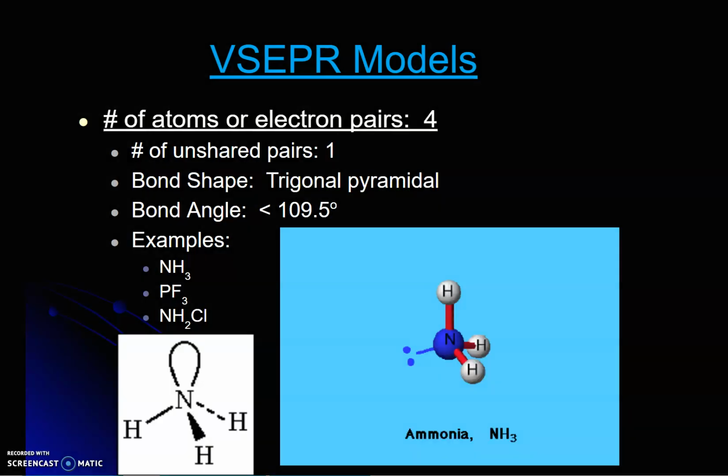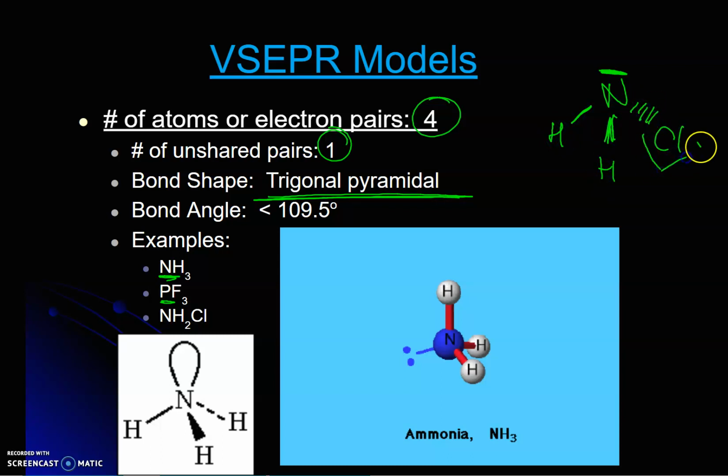If you have 4 things around the central atom, but one of them is a lone pair, that's where you get that triangle-based pyramid. All right, and that is your nitrogen trihydride or ammonia, phosphorus trifluoride, and then you have your ammonia right here. So you end up having your nitrogen with a lone pair. It has a hydrogen bonded to it, another hydrogen bonded to it, and your chlorine atom around it, making that bent shape come down and make that triangle-based pyramid.